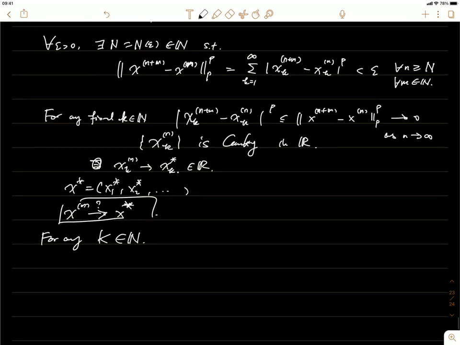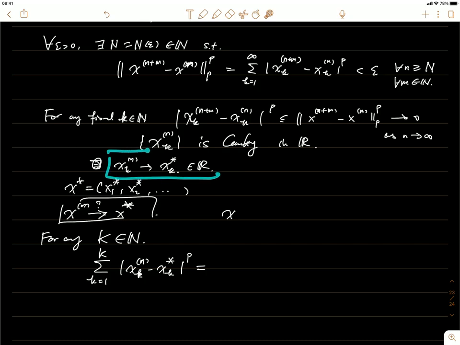we know that the sum from k equals 1 to capital K of |x^n_k minus x star k|^p is equal to a limit, because I know that for each fixed k, x^n_k converges to x star k. So if I take the limit as m goes to infinity, I can replace x star k by x^{n+m}_k, because I know that when m goes to infinity, this one goes to this.